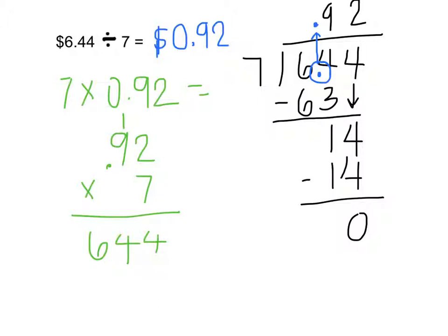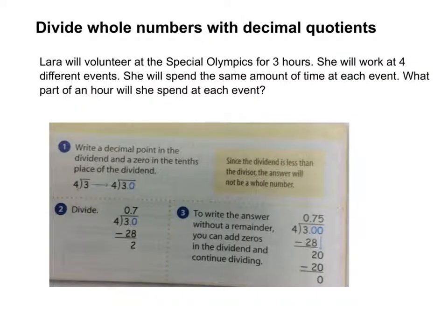Okay. Where do I put the decimal point? How many do I have in this factor? 2. How many do I have in the bottom factor? 0. 2 plus 0 is? So I want to have 2 numbers after it. 6.44. So we also need to talk about dividing whole numbers with whole numbers. So when the dividend is a whole number and the divisor is a whole number, but then your answer is a decimal.